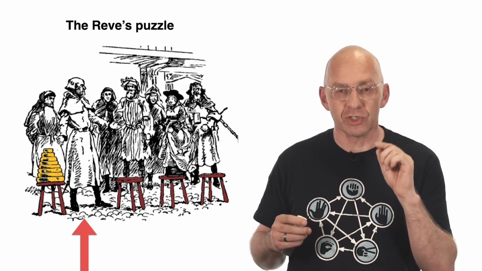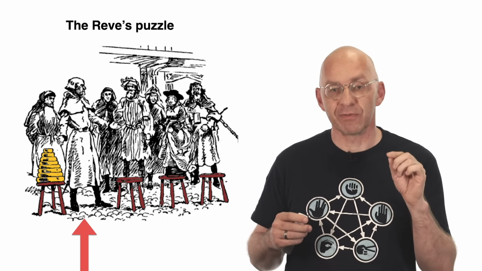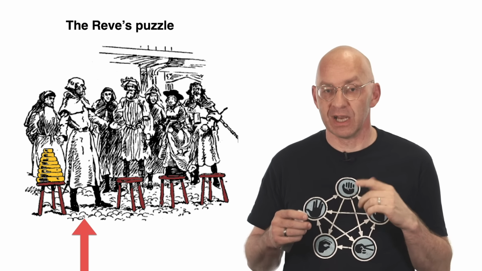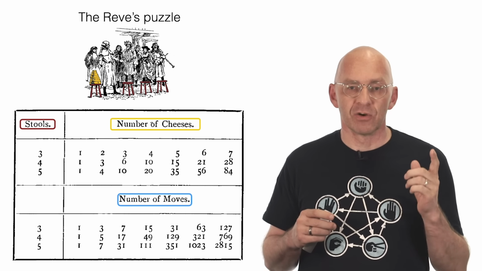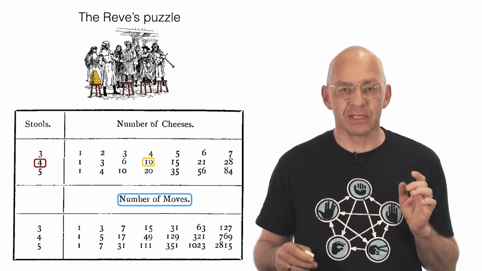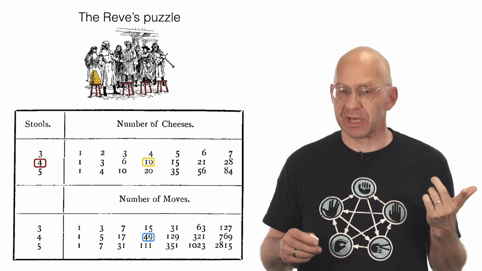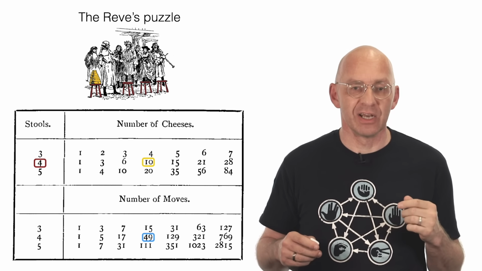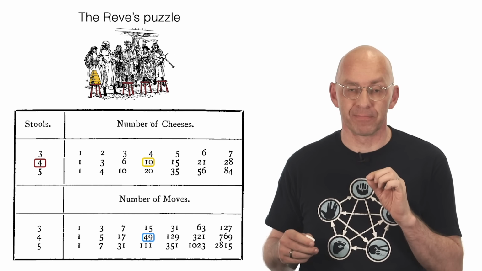As part of the solution to the puzzle, Dudeney discusses solutions of Hanoi puzzles with 3, 4 and 5 pegs, and among other things produces this very interesting table. For example, with 4 stools and 10 cheeses, he claims the minimal number of moves is 49. 49, that's way less than the 1023 we needed using 3 pegs in the Doctor Who setup.